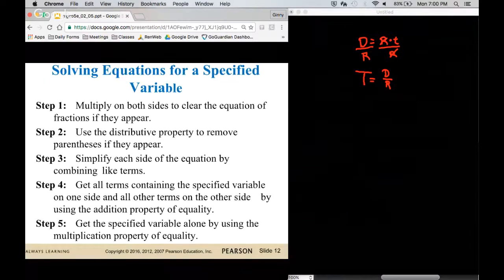All right, so I would suggest at this point that you pause the video and write down these steps in your notes. Simplify what these steps say. Don't copy them down word for word. Translate them so you can actually understand them, and copy those into your notes.